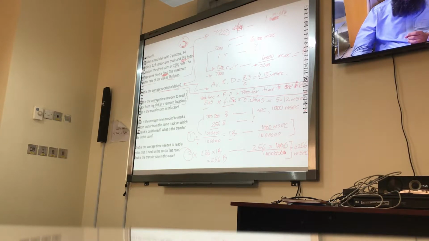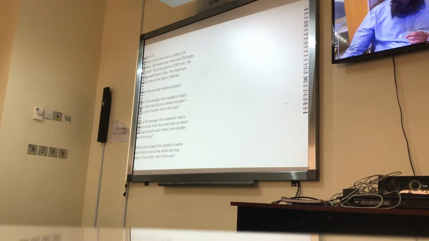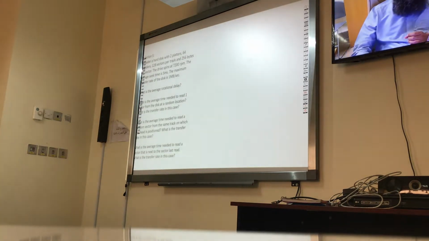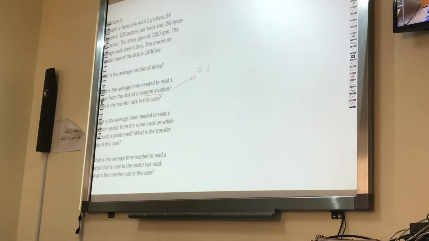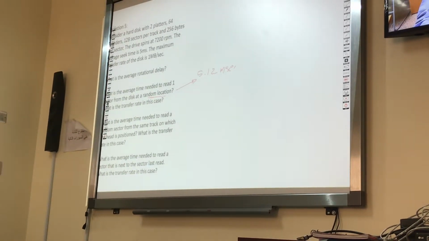Okay, so remember this 5.12 millisecond. Let me clear the screen here. So I asked this question, what is the average time needed to read one sector from the disk at a random location? So we found out that it is 5.12 millisecond. Now I'm asking what is the transfer rate in this? So what is a rate? Transfer rate means something per second. So look, what does 5.12 millisecond mean? What I have is 256 bytes will get transferred in 5.12 millisecond. Okay? That's what I know.